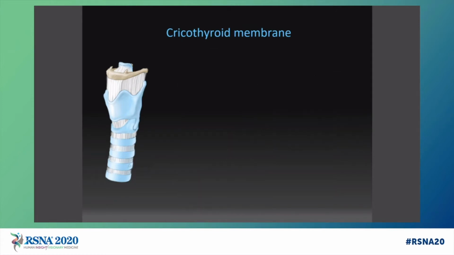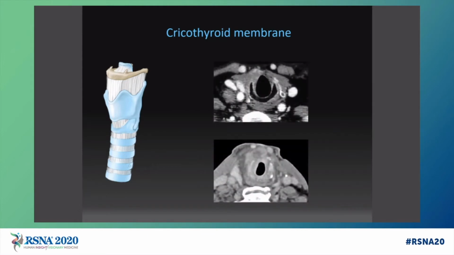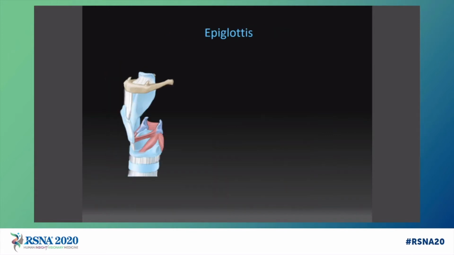The cricothyroid membrane is this membrane right here between the cricoid cartilage and the thyroid cartilage, and that is a weak point where a tumor can go through. So here are two different patients with subglottic tumors that had gone through the cricothyroid membrane anteriorly out towards an extralaryngeal location. The epiglottis is flexible.